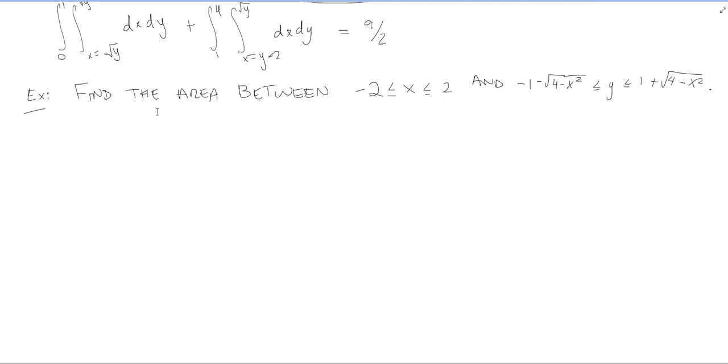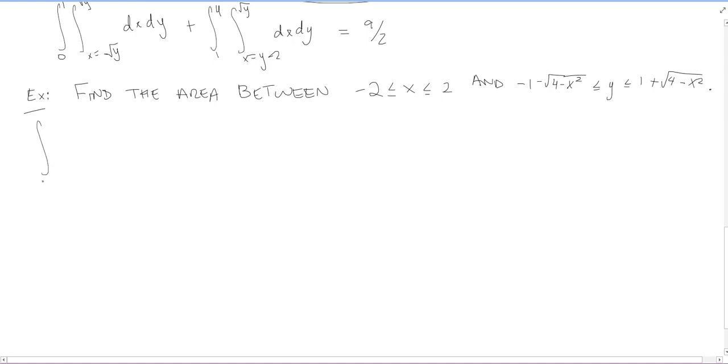Okay, so this example says find the area between -2 and 2 for x, and y is between -1 minus the square root of 4 minus x squared and 1 plus the square root of 4 minus x squared. Now if we draw this, and we're not going to draw this one, you would see that this area is very symmetric. It has symmetry about the x and y axes, so you could simplify your double integral by cutting your region into a quarter, integrating that quarter region using symmetry, and then multiplying your answer by 4. But either way, we're actually just going to do it straightforward.